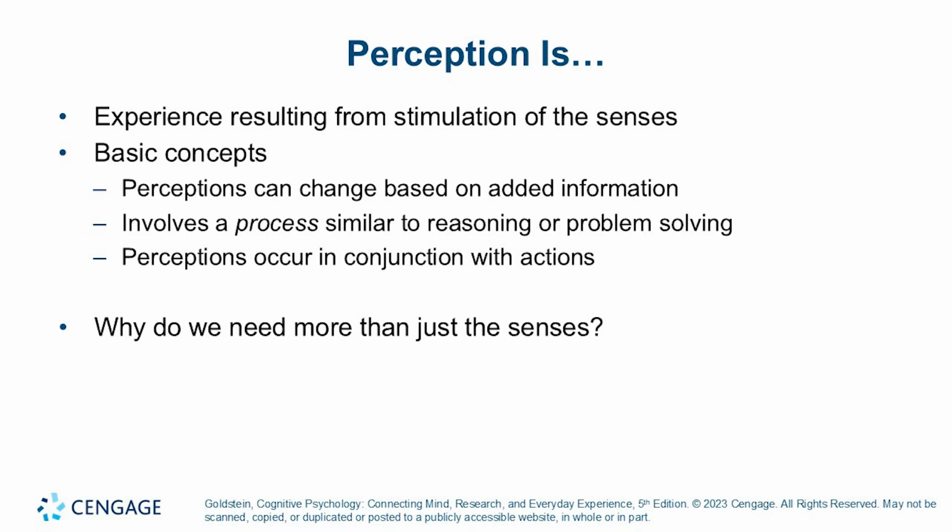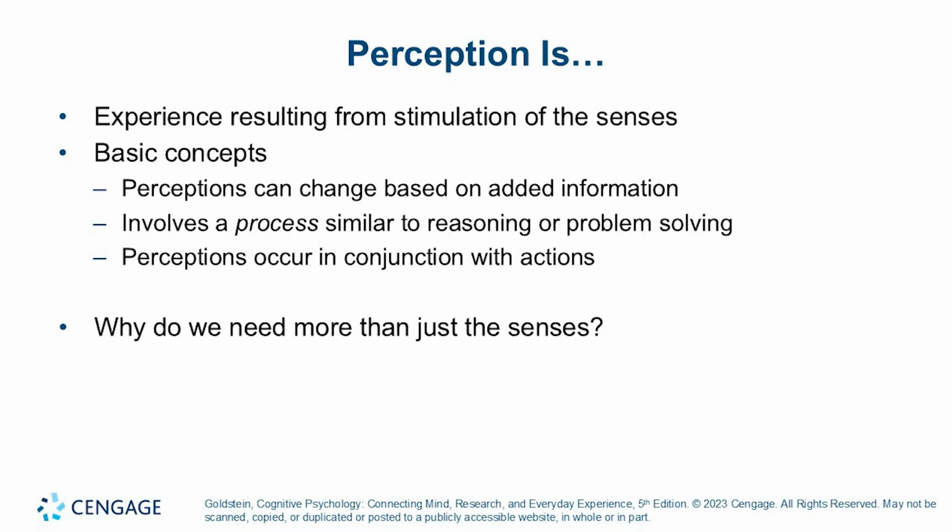The basic concept that it is important to keep in mind about perception is that it can actually be quite dynamic and change depending on information that's added after the fact. And it's a process that's quite complex. It's not a simple matter of just adding up a bunch of information. It involves a lot of information that you retrieve from memories, and in that sense, it's quite similar to other complex cognitive processes such as reasoning or problem solving.